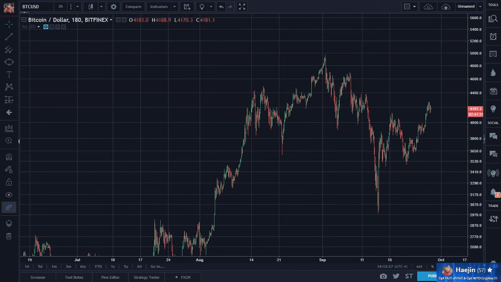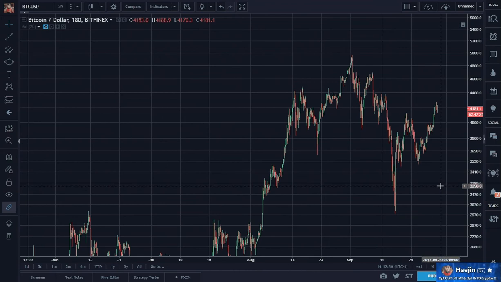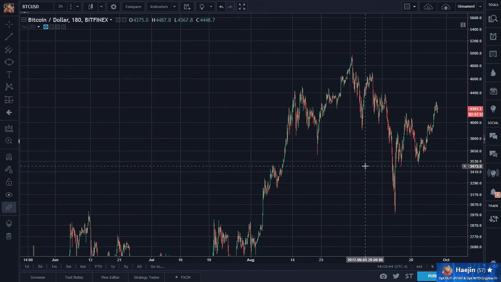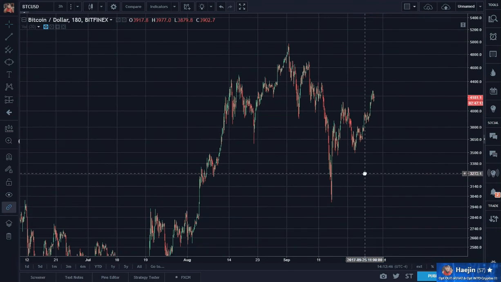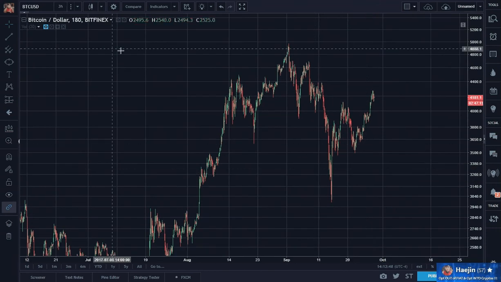So here is a quick update for Bitcoin. Cleaned up the chart, no markings. I wanted to make a clean slate, see what I can discern, if anything at all. 3-hour chart.